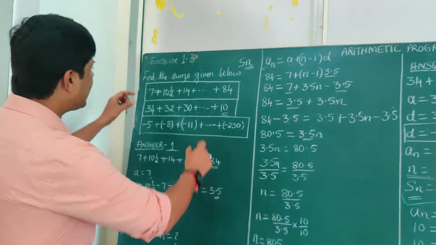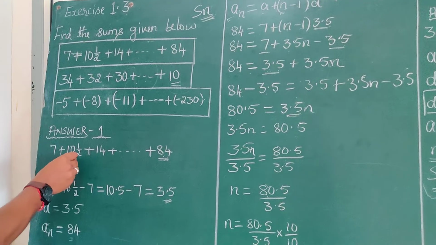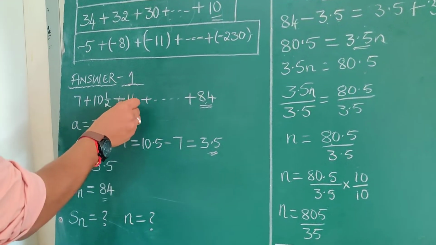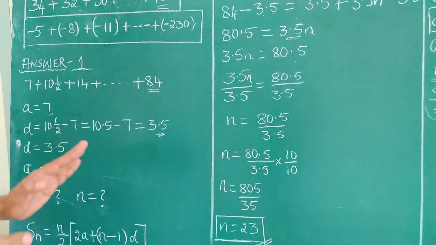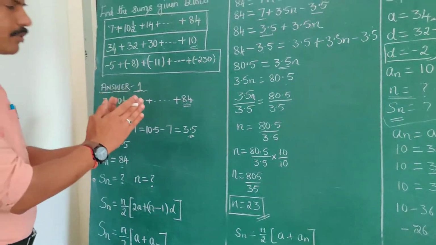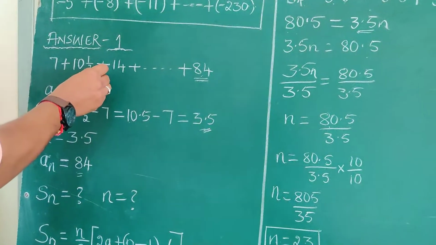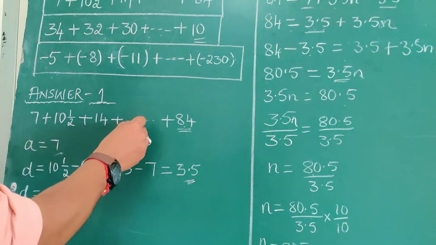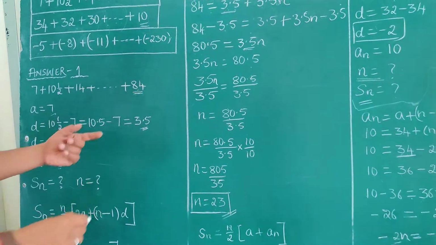We'll check it. We'll take the first problem as an example, that is 7 plus 10 and a half plus 14 plus etc. The last term is 84. Observe the question properly. 7 plus 10 and a half plus 14 plus etc. How many terms are there? We do not know. The last term is 84.